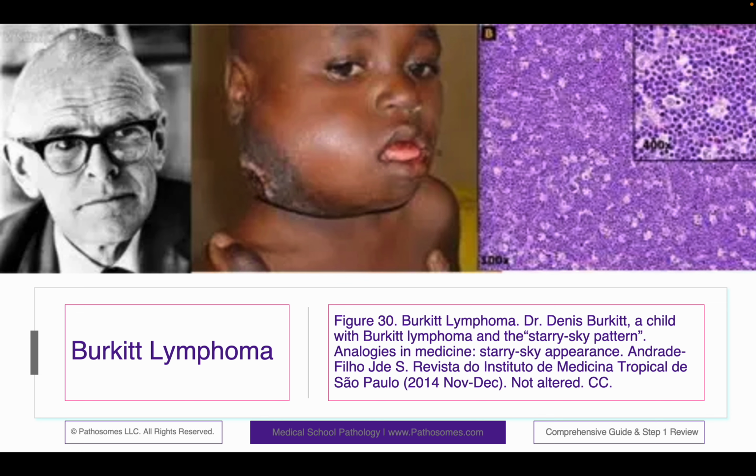Burkitt lymphoma. It's definitely going to show up. Buzzwords, starry sky pattern. It will have a high Ki-67. It's associated with EBV in the endemic cases, not the sporadic ones.